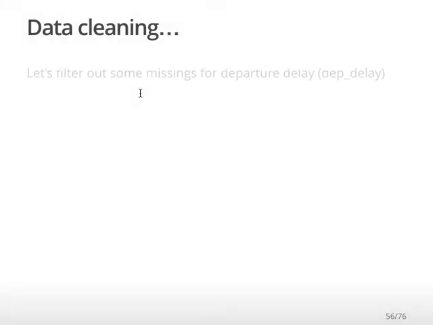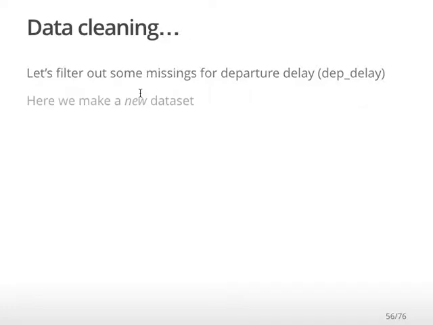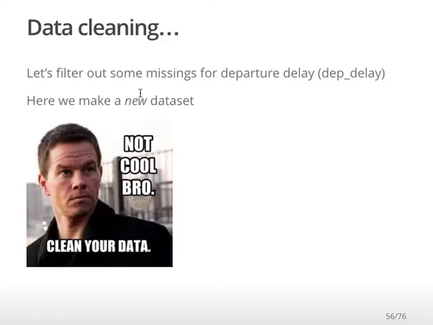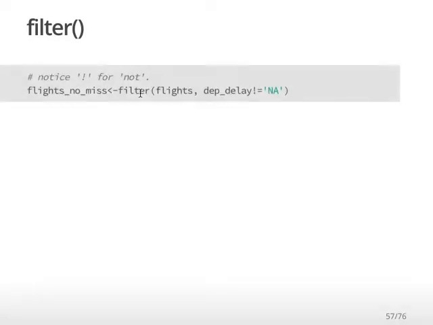So let's do a little bit of data cleaning, so we can filter out all the things which have some missings in the departure delay. Here I make a new data set, and I recommend you do the same, so you don't override your own thing. So I make something called flights no miss. It's a new object, a new data set, which is going to have all these 336,000 flights in it, so I don't override things.